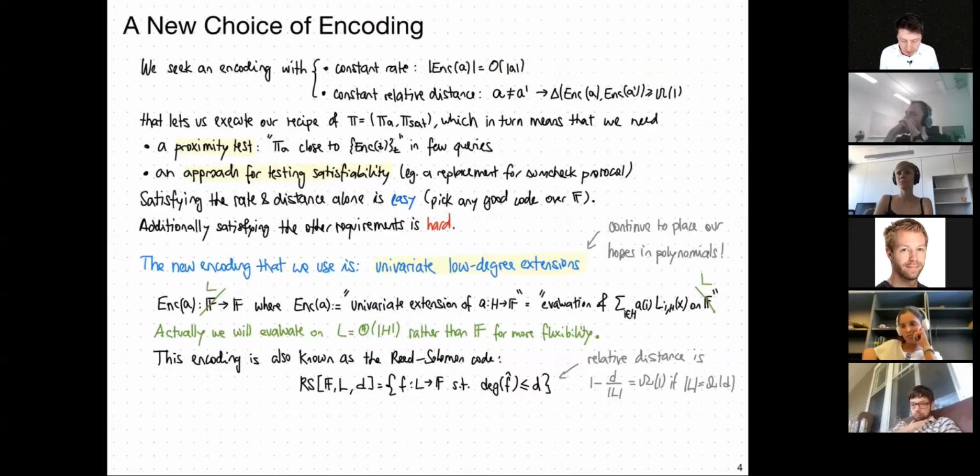There's another question about A. Yes, you can think of A as originally going from N to F, and then we identify N with some domain H of size N. Then we take the extension not over all of F, but specifically on L. You can think of L as something like 10 times H, so that it gives you some decent relative distance, but we don't need to go for the whole field because maybe the field is much larger.